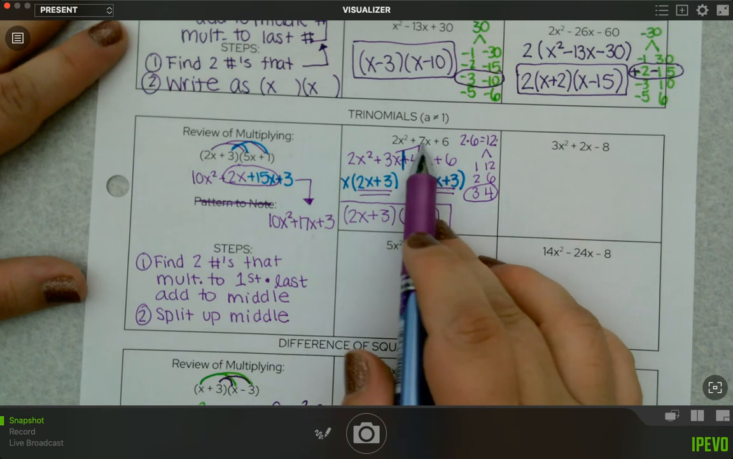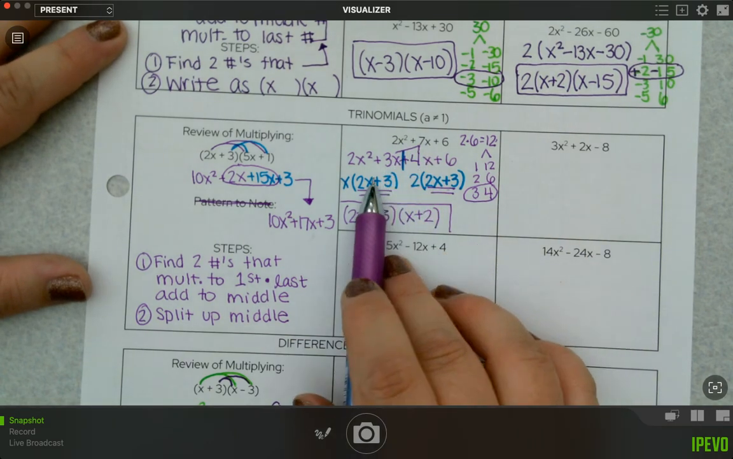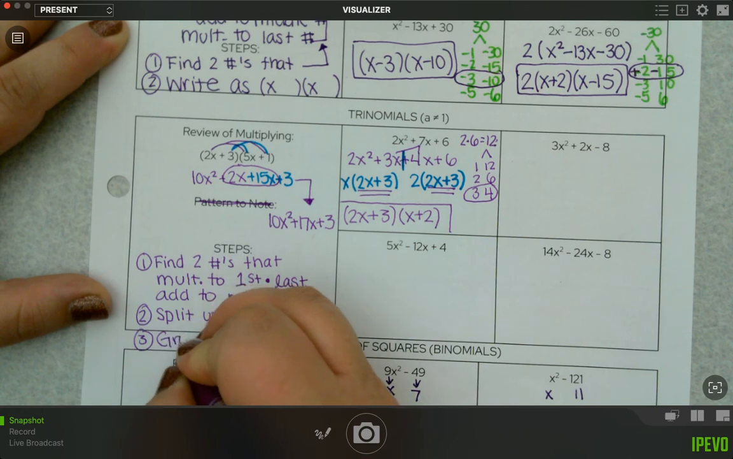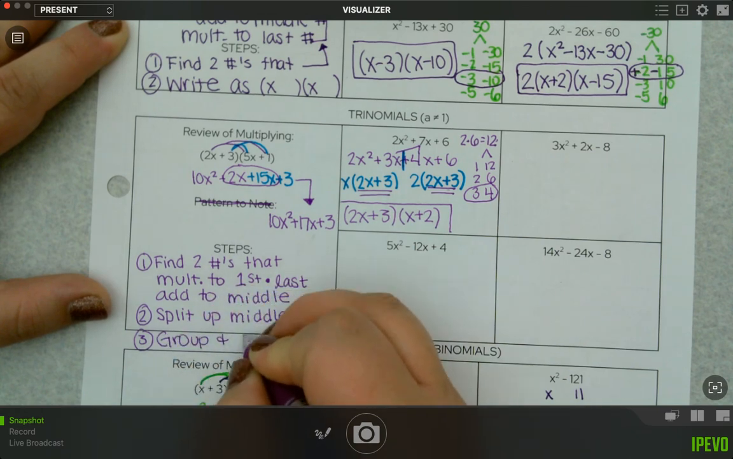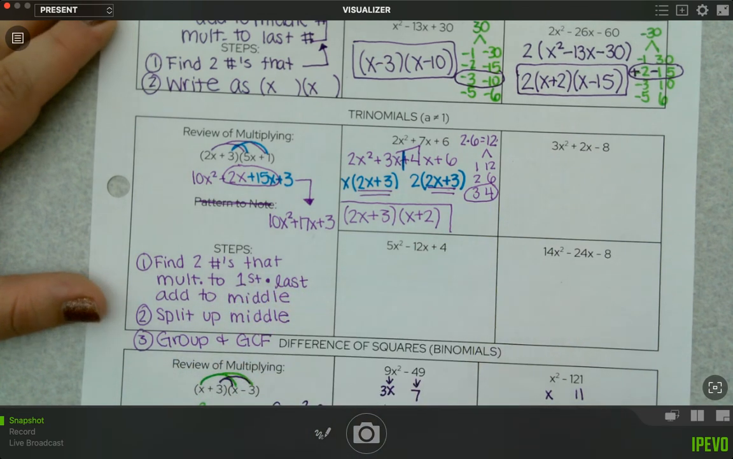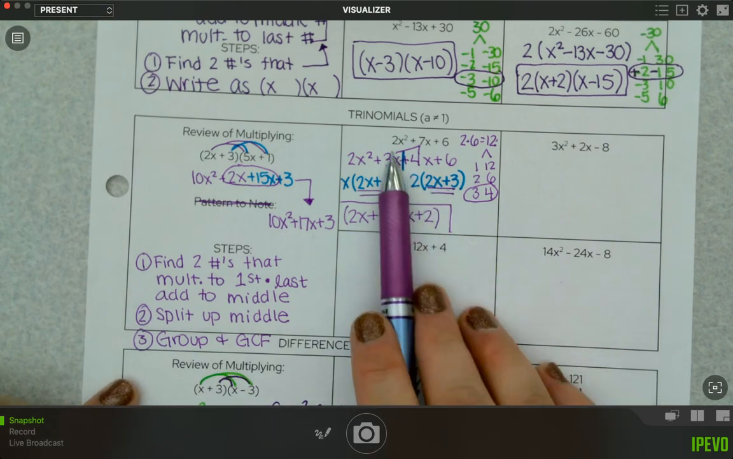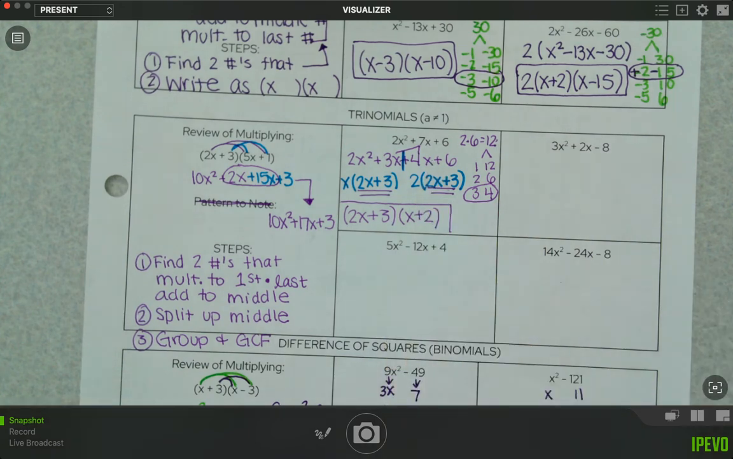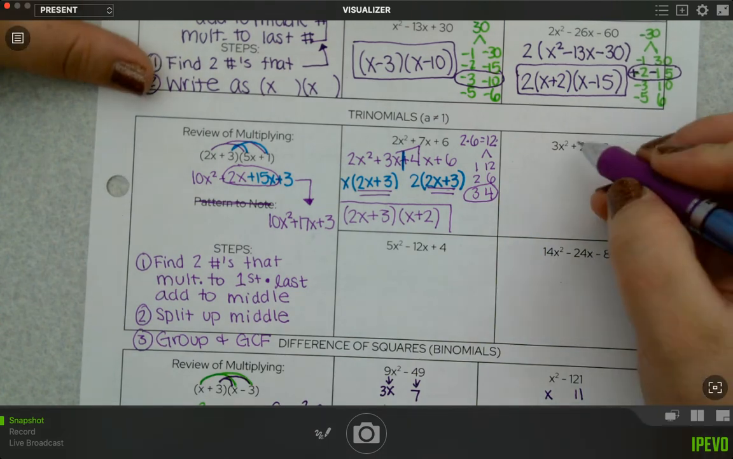Okay, so after we split it up, what we're going to do is take out our greatest common factor. So I'm going to call that group in GCF. So we're grouping these two together and these two together. That's why we drew the line down the middle. Okay, I'm going to do one more now right away so that you can kind of see how it works.